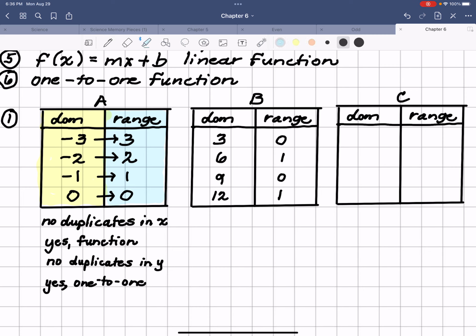So to determine yes or no to the function question, the function test, we saw a graph, we could do a vertical line test, but we don't see a graph. So let's go ahead and look at the column. There are no duplicates in X. So what does that mean? It means yes, we have a function.